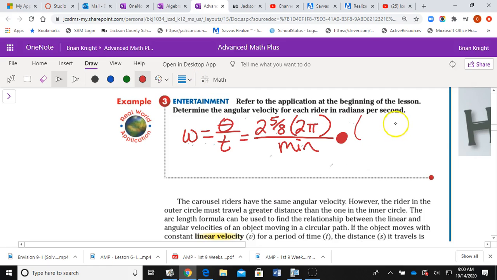All right. How many seconds are in a minute? 60. So I'm going to have 1 minute up top here divided by 60 seconds, and that will give me my seconds. Okay? Does everybody understand why we're doing that? So basically, you can cross out the minute. Minutes go away. I'm left with radians per what now? Seconds, which is what we want. So you just do 2 and 5/8 times 2 pi, divided by 60.